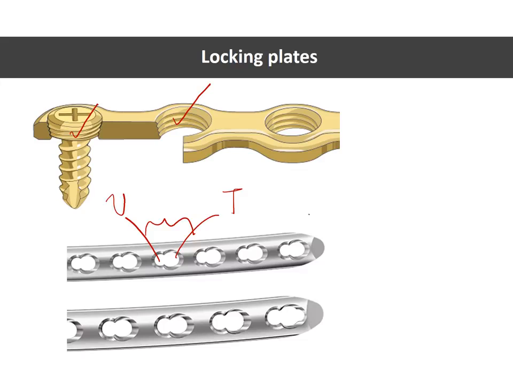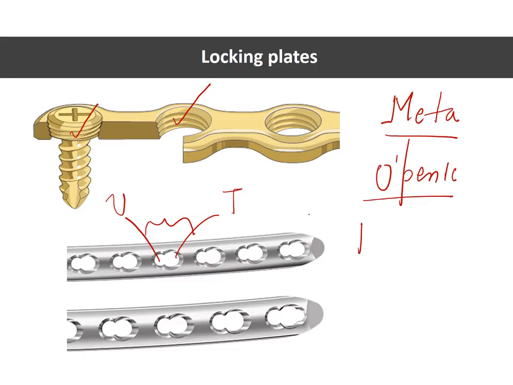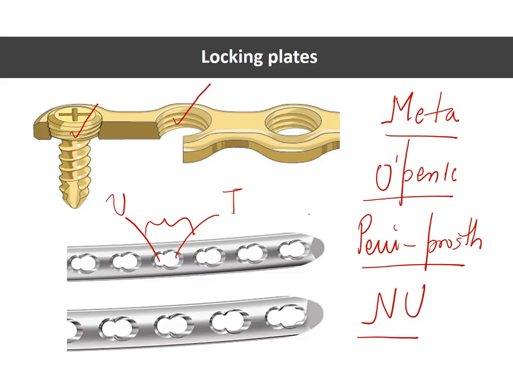Locking plates are used in metaphyseal areas. They are used in osteopenic bones. They are used for periprosthetic fractures. They are also used for prolonged fixation when there is non-union. So it has 4 indications.